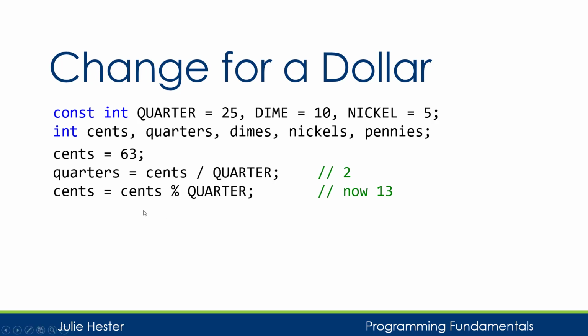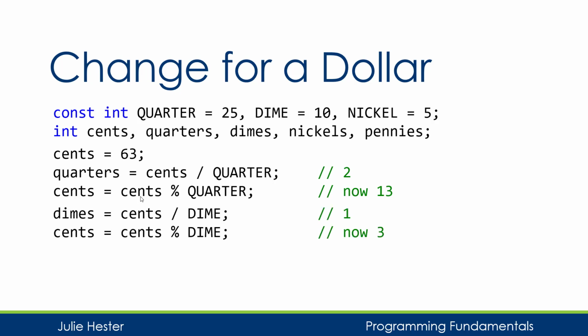Now that I know how many cents I'm working with, because I've changed the value of cents to be the remainder, I can figure out how many dimes I need. So I'm going to repeat this operation, but I'm going to use the dime constant this time. So dimes is going to be cents divided by dime. Dime is equivalent to 10. And I'm going to take 13 divided by 10. And I'm only going to get 1 dime. How many cents do I have left over now? Well, that's cents mod dime. We know it's 3 because we can do this math in our head. We had 13 cents. We took a dime out of that. Now we have 3 cents left.